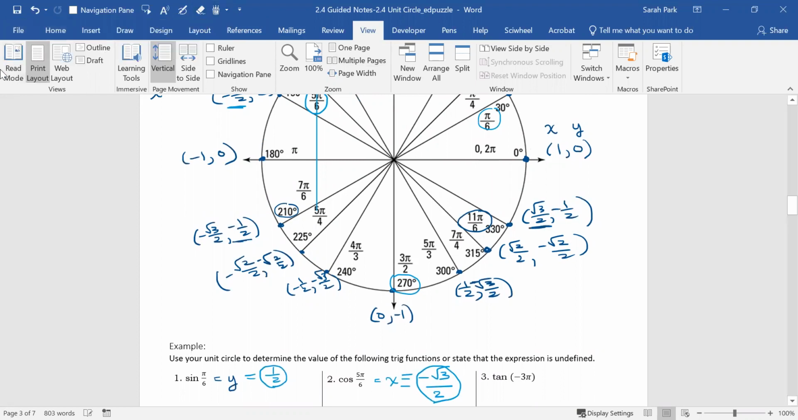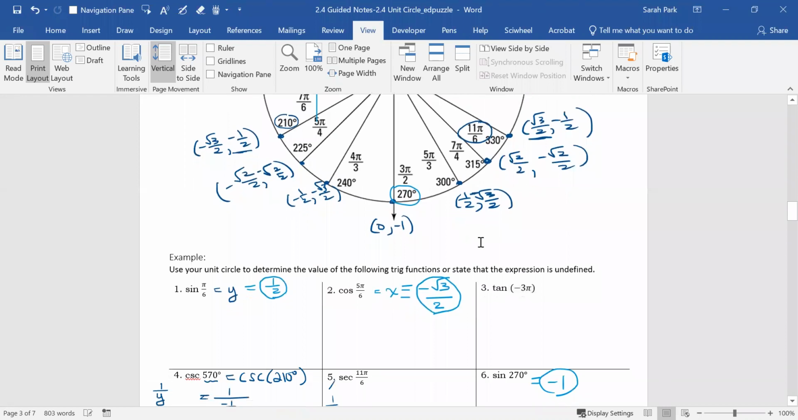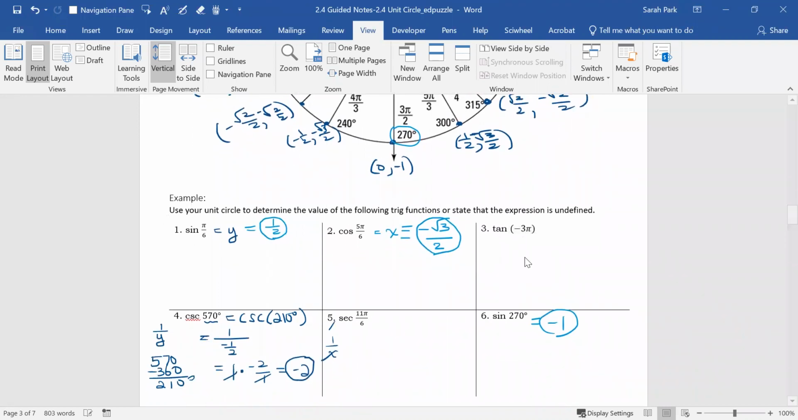It is 11 pi over 6 is this one. √3 over 2. And so 1 over x is going to be 1 divided by √3 over 2, which now we do 1 times the reciprocal of √3 over 2, which is 2 over √3. And that's just 2 over √3. So let's rationalize by multiplying by √3. And so this becomes 2√3 over 3.